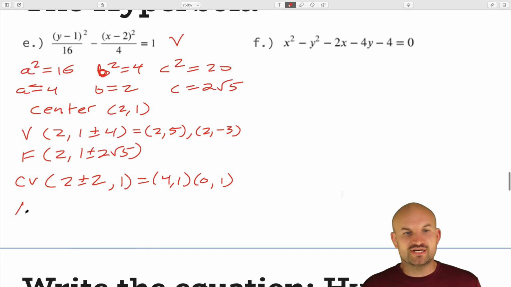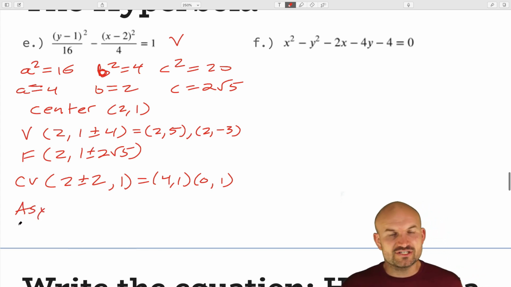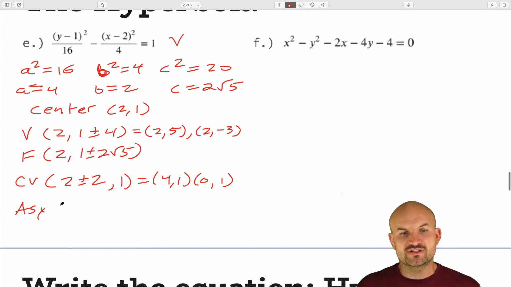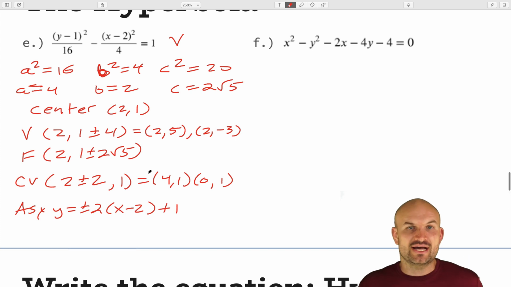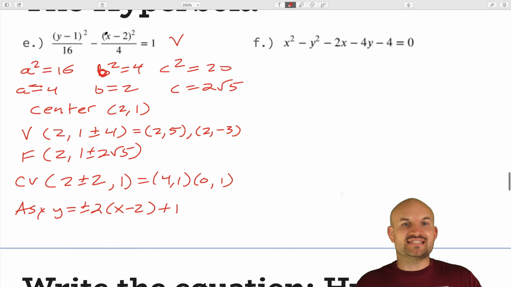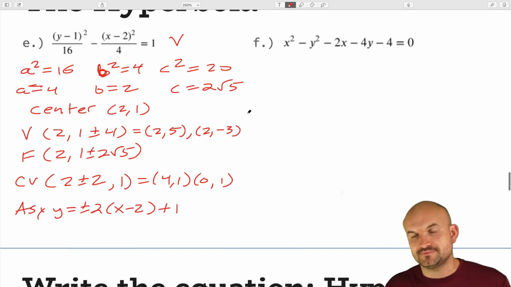And then the asymptotes here, again, since my asymptote equation is going to be vertical, then it's going to be a over b. So in this case, I'll just have y equals plus or minus 4 over 2, which is 2, times x minus h, which would be minus 2, and then plus k, which would be a plus 1. So again, remember, it's only that x minus h, that's why you're using that same value here. Because remember, the equation is x minus h, y minus k, right? So if I'm doing y plus k, it would be plus 1.